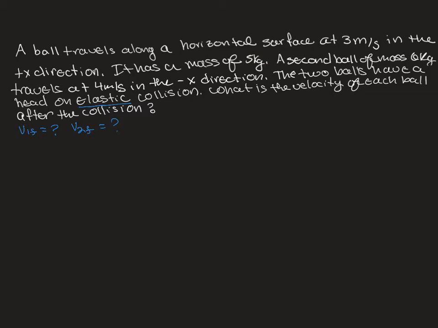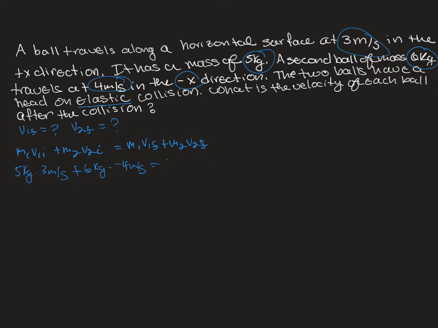Alright, so let's start with conservation of momentum. So we have M1 V1 initial plus M2 V2 initial equals M1 V1 final plus M2 V2 final. And I'm going to start plugging in my information. Alright, so the first mass is our 5 kilograms, and that velocity is 3 meters per second. And then our second mass is 6 kilograms. And our second initial velocity is 4, but we have to be careful, it's in the negative x direction, so it's going to be minus 4 meters per second.